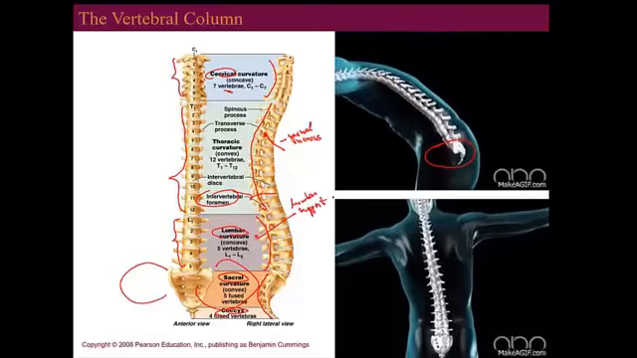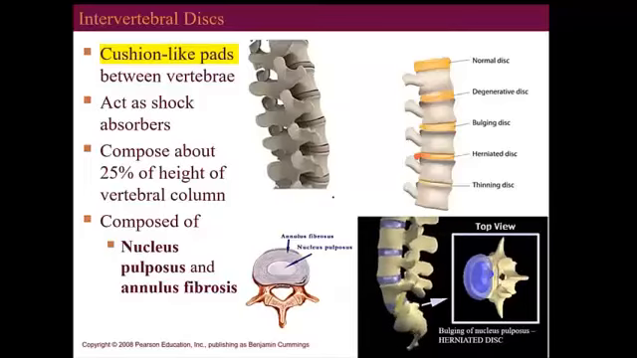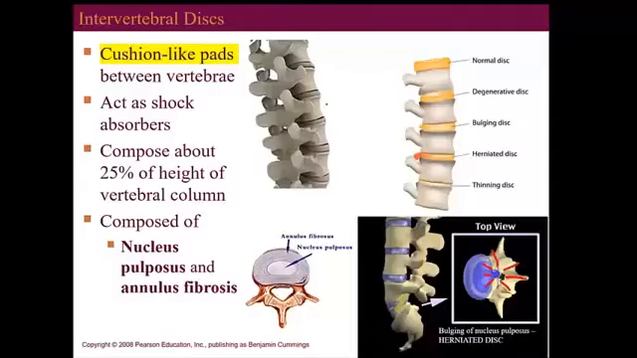Now, let's take a look at your intervertebral disc. The intervertebral disc is the disc that is in between the vertebrae. It's like a cushion-like pad that protects the 2 vertebrae from mashing against each other. It is made out of fibrocartilage, which we'll talk about when we study the tissues. It makes up about 25% of the height of the vertebral column, so your height is actually increased by 25% because of the intervertebral disc.